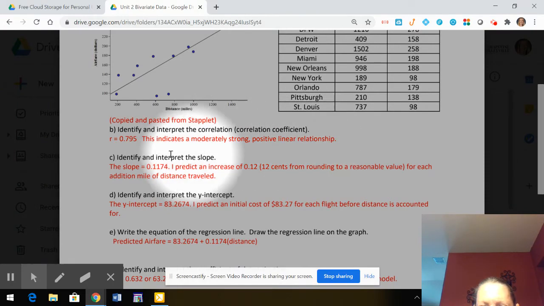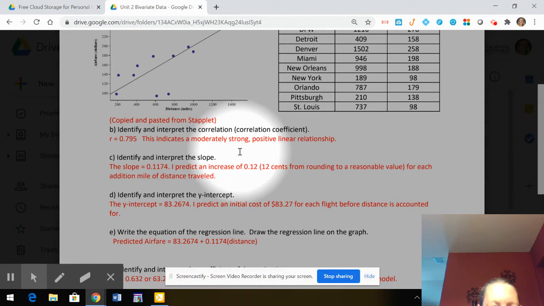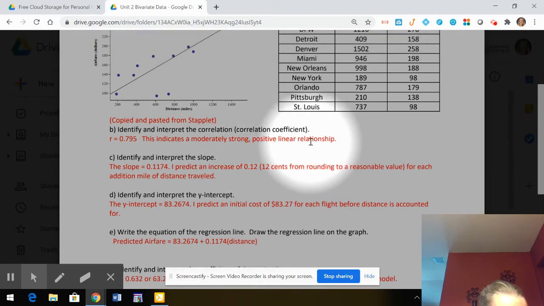Moderately strong and positive. Remember, if R is negative, and you have a close to -1, it's strong. The closer it gets to 0, it becomes weaker, but that just means that it's a negative relationship. It's decreasing instead. Okay. We've done several of these so far where we have identified and interpreted the slope.